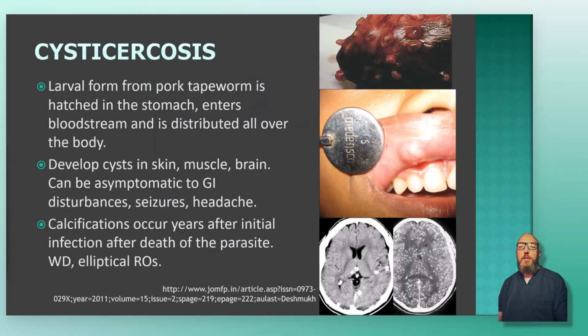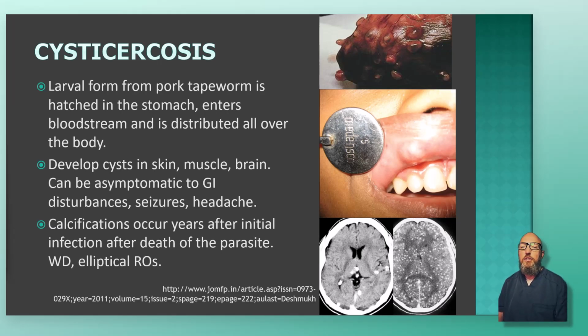All right, Cysticercosis. This one's pretty uncommon. You may never see this in your practice, but it is a great board-style entity because the appearance is pretty distinctive. And so the larval form of pork tapeworm hatches inside someone's stomach, enters the bloodstream, and can distribute throughout the body. Cysts will develop in the skin, muscle, brain. Presentation ranges from nothing at all to GI upset, headaches, and seizures.